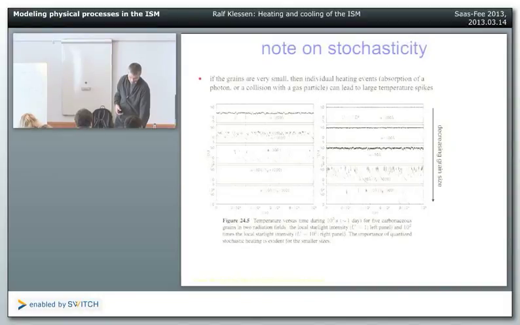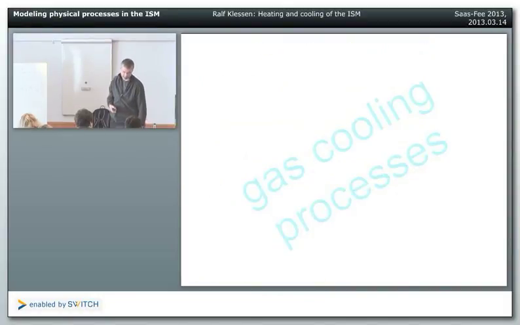Good. Let us then go to the dust cooling, to the gas cooling processes.